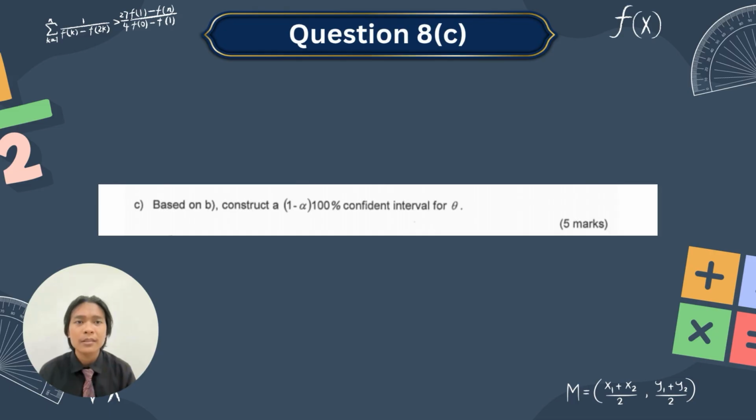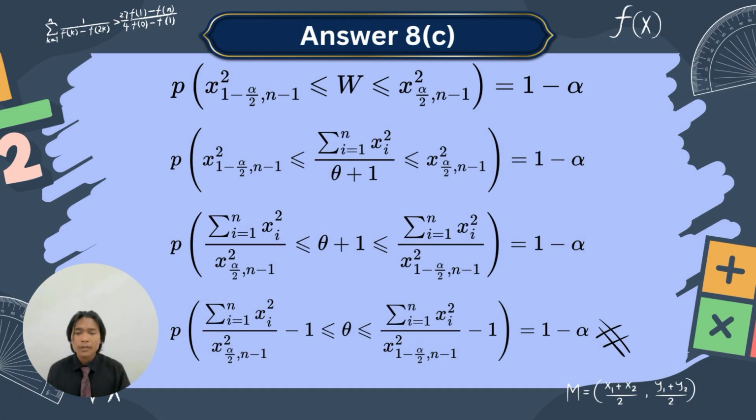For question C, they want us to construct a 1 minus alpha 100% confidence interval for theta based on our answer in B. So first, we need to write the probability statement of W, which is bounded by the chi-square distribution, which we already defined in question B. After that, we need to substitute W with our test statistic that is given in the question, which is sum of xi squared over theta plus 1. To get theta, we need to invert the inequality on both sides of the equation so that it will leave us with only theta plus 1 in the middle.